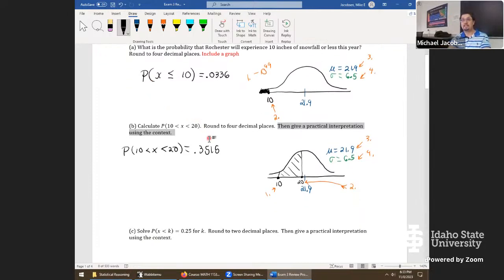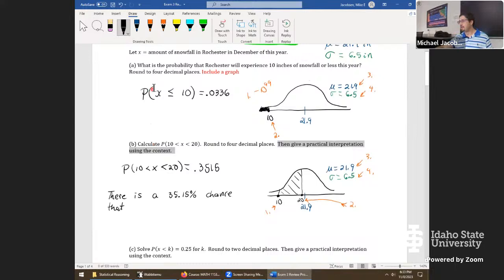We'll just go over here, convert that to a percentage, and we'll start by saying there is a 35.15% chance that, now we go to X. X is between 10 and 20, but we have to bring in the context and say amount of snowfall in Rochester in December of this year. Let's actually highlight that. That seems like a good value to highlight here.